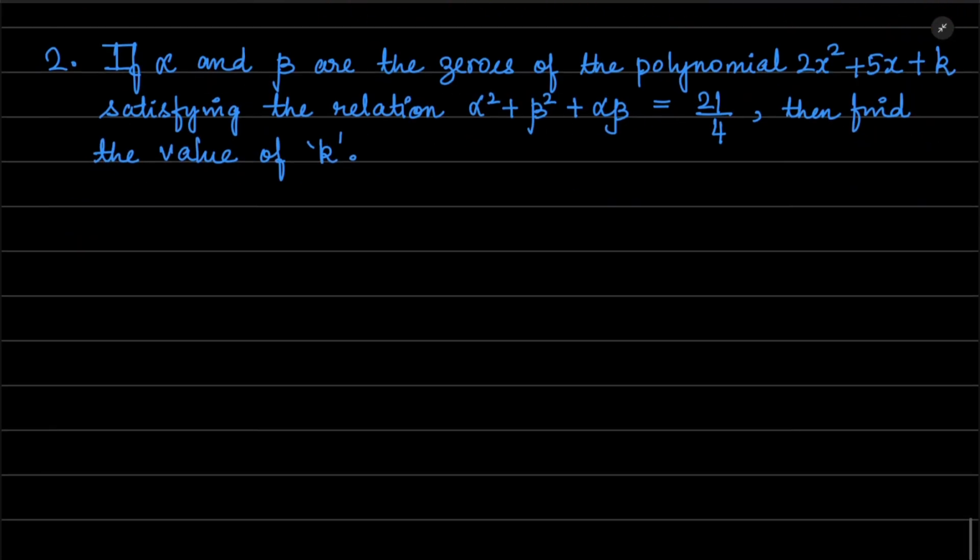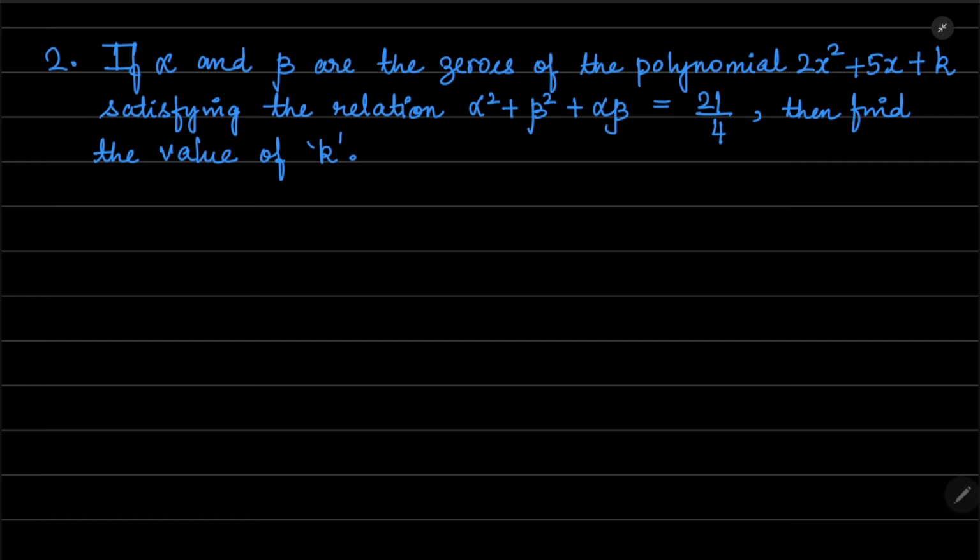If alpha and beta are the zeros of the polynomial, you are given a polynomial 2x square plus 5x plus k, satisfying the relation, you are given a relationship alpha square plus beta square plus alpha beta equal to 21 by 4. Correct? Find the value of k.